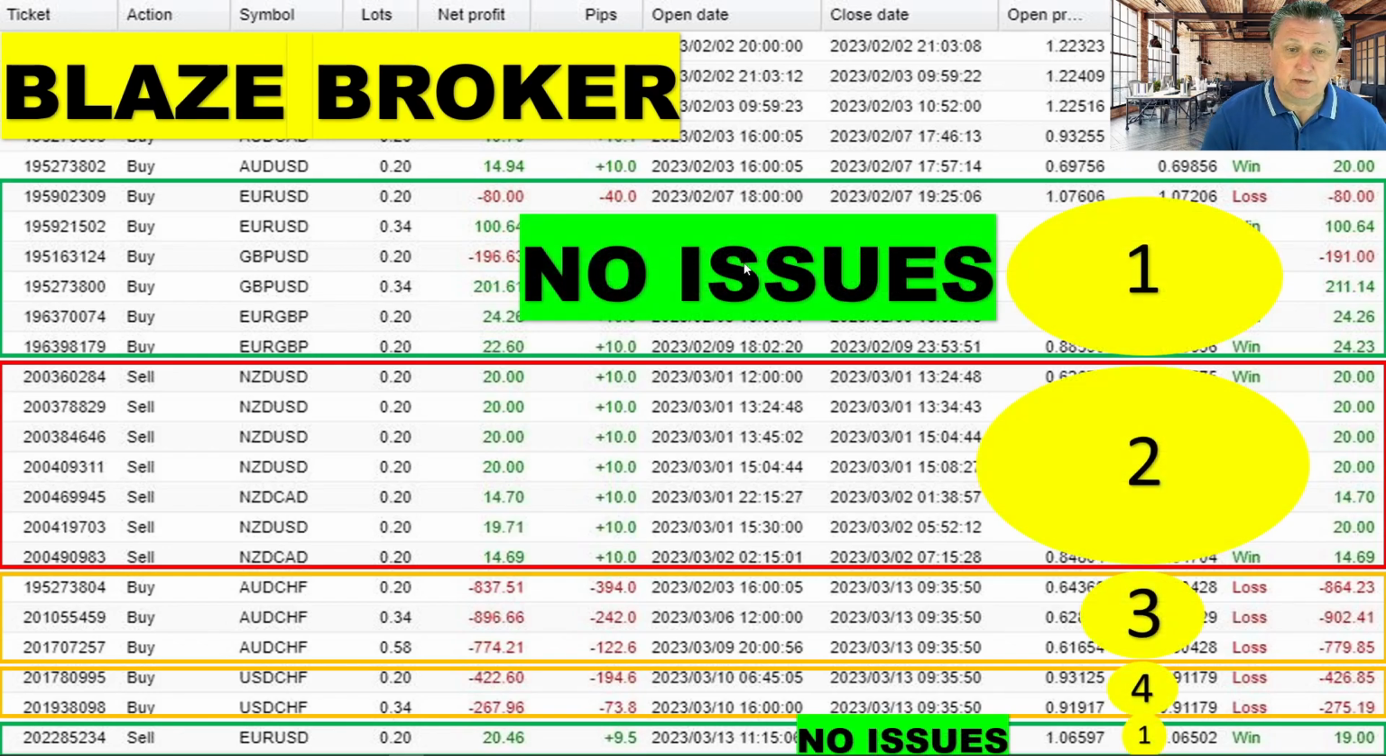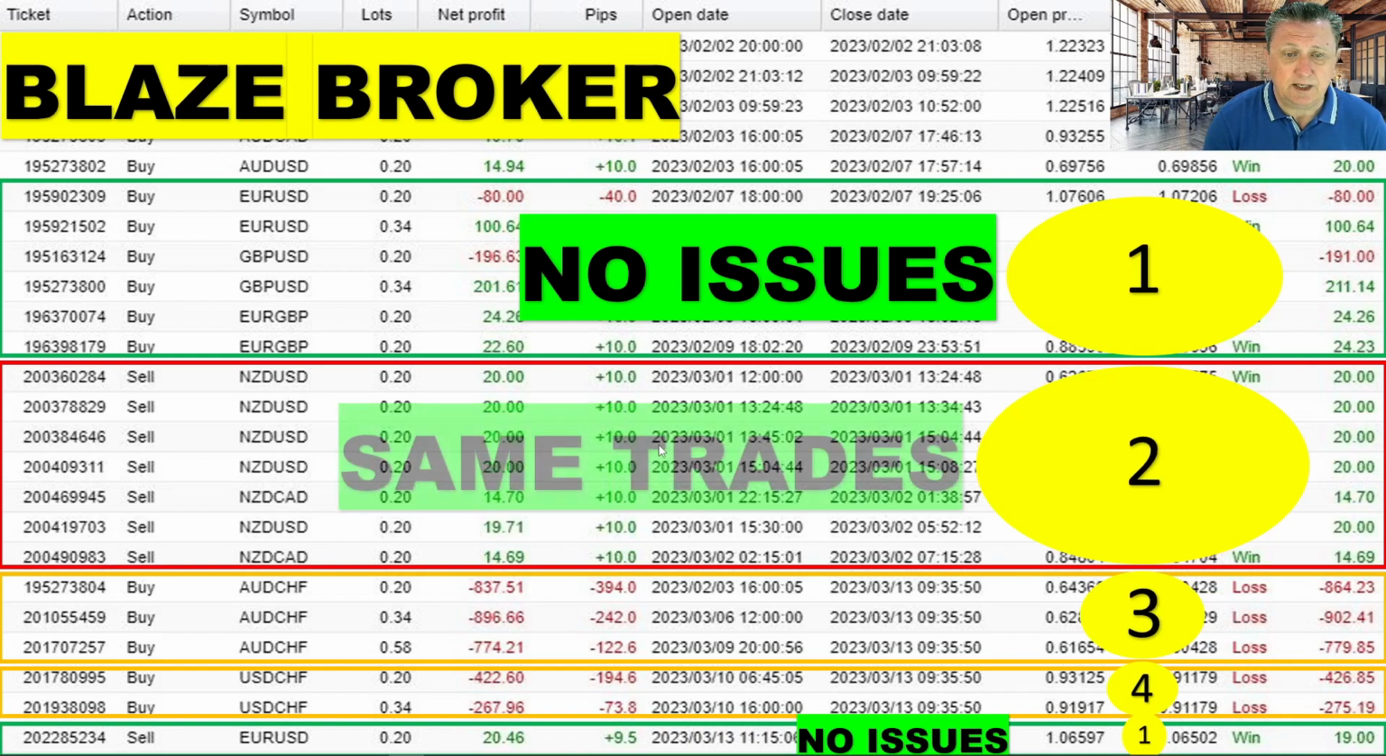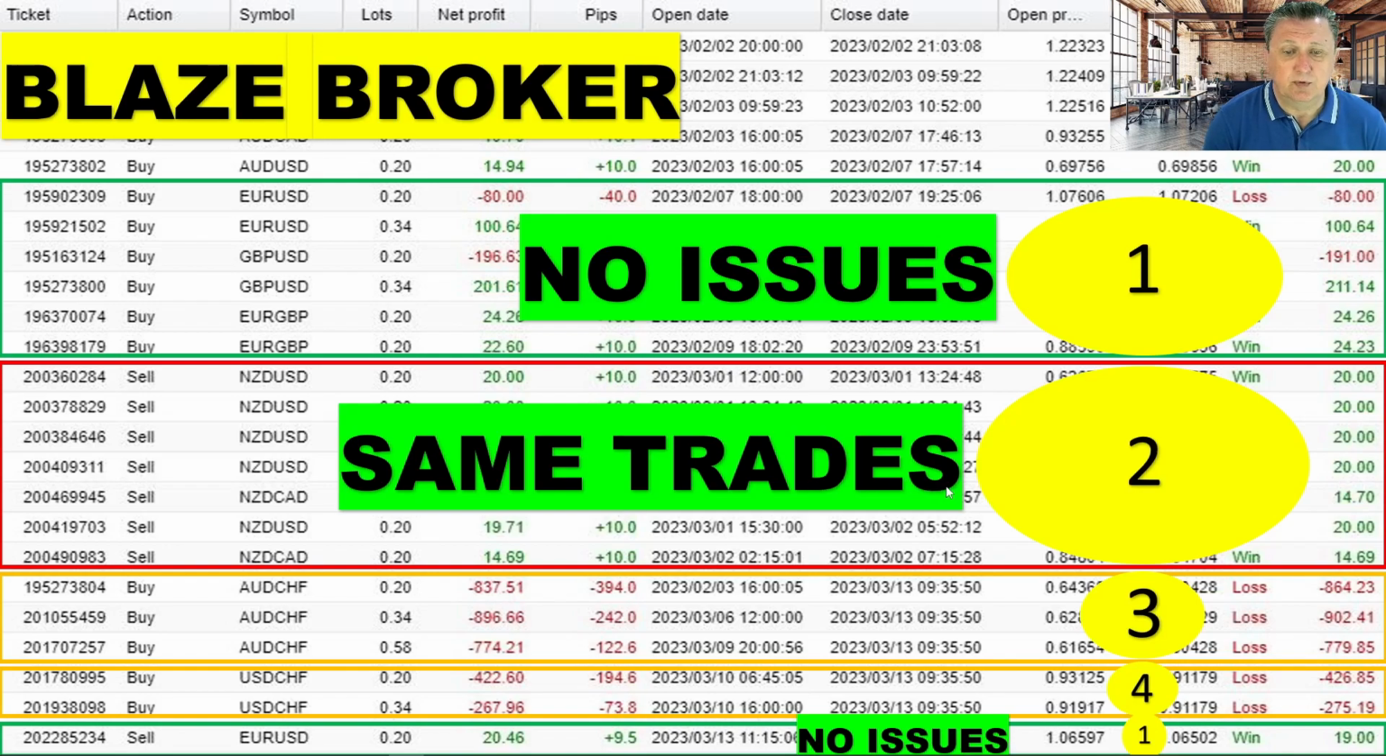So we put a couple of different numbers on the different types of trades, and you can see they have different colors in here. We're starting off with the number 1, where we had no issues, and no issues basically means we have the same trades on both accounts here, both from our own Blaze account and also from the developer's account. And on top of this, we go to number 2. You can see you have New Zealand USD and New Zealand CAD in here, and those were also similar trades that we had all the way through. So no big concerns on these particular ones.